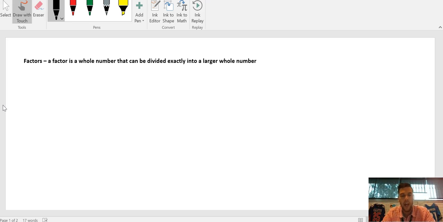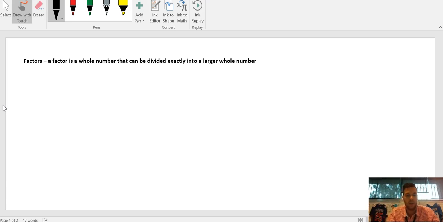So last week we looked at a couple of concepts, and the first one we looked at were factors. Just a reminder, a factor is a whole number that can be divided exactly into a larger whole number, so to speak. So a factor is where if you have two numbers together, if you multiply them, they equal a number. Those two multiplication numbers are the factors.